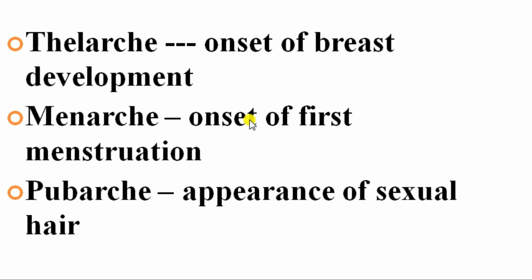What is menarche? It is the onset of first menstruation. It is the last sign of the pubertal development. What is pubarche? It is the appearance of the sexual hair.